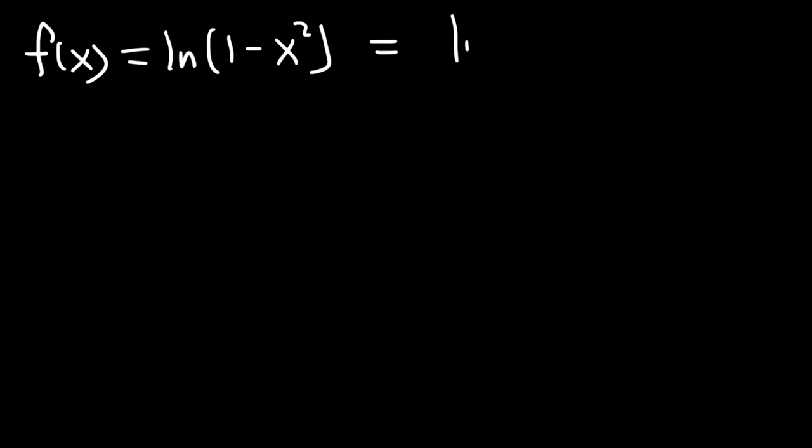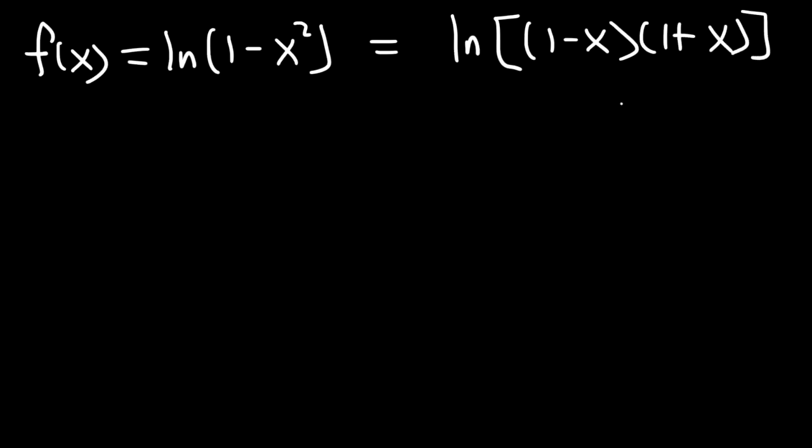Let's say if we have the function ln(1 minus x squared). How can we write a power series representation of that function? The first thing we need to do is factor 1 minus x squared. And so we can write that as 1 minus x times 1 plus x.